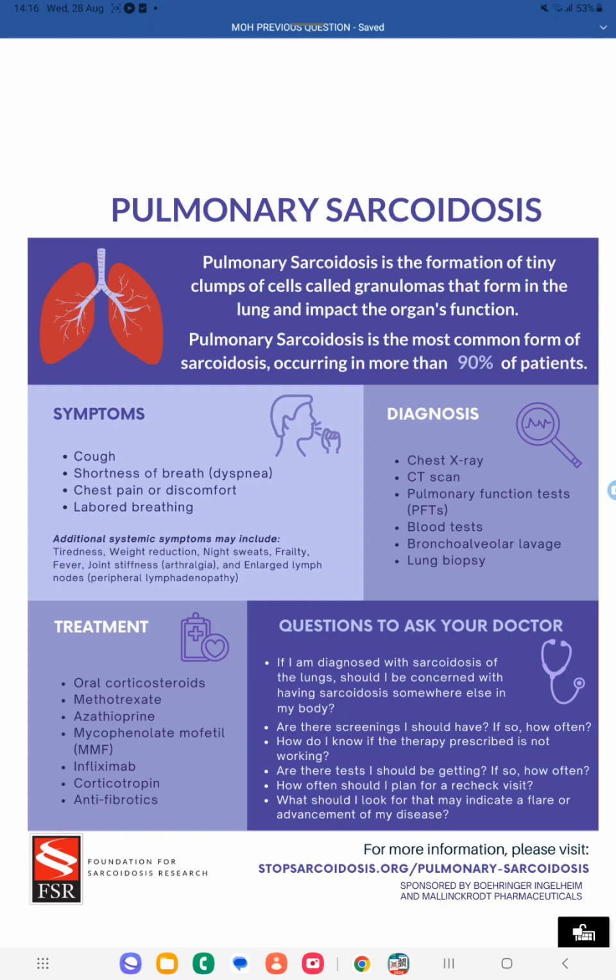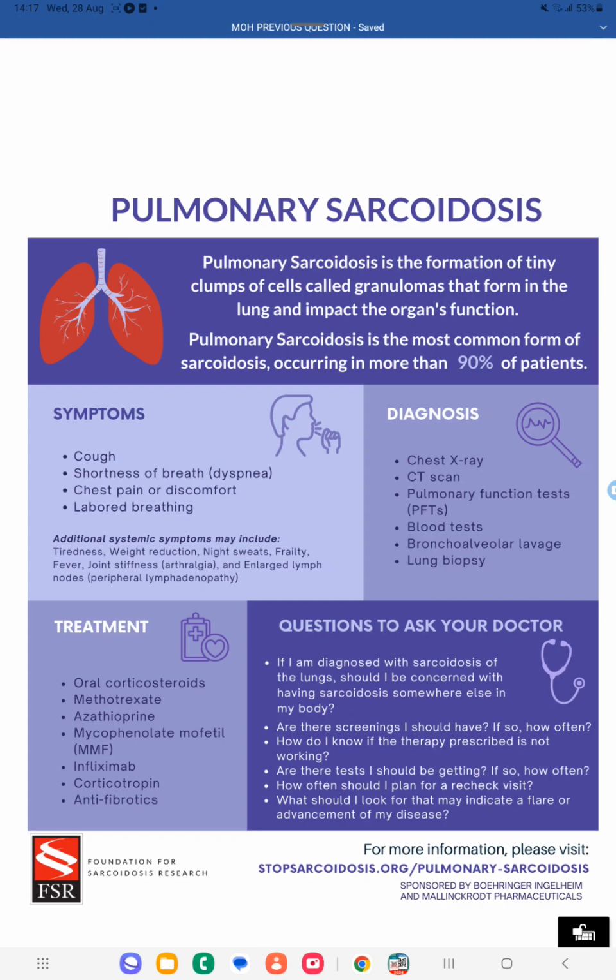If the granuloma is forming in the lungs area, then the symptoms you will be getting are cough, shortness of breath, chest pain or discomfort, labored breathing. A granuloma forming in the lungs is called pulmonary sarcoidosis. If it is not treated properly, this granuloma will turn into fibrosis and lead to lung scarring. These are the complications of pulmonary sarcoidosis.